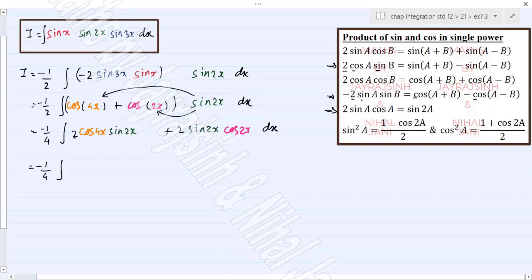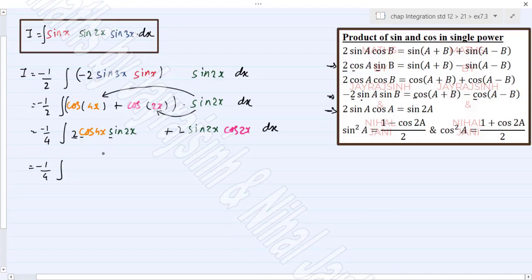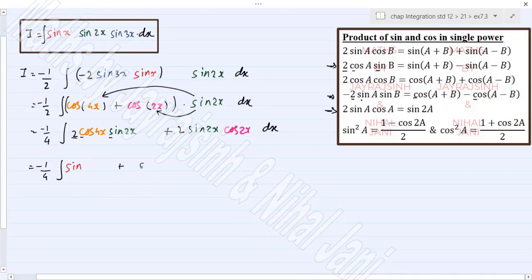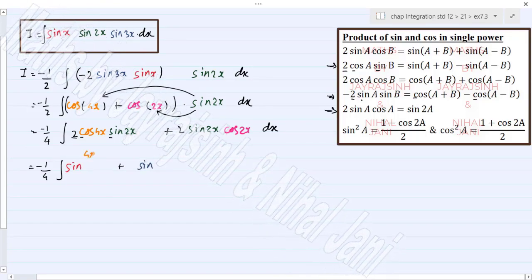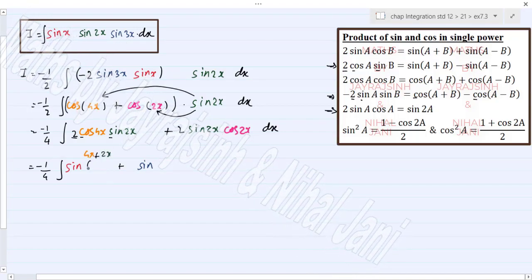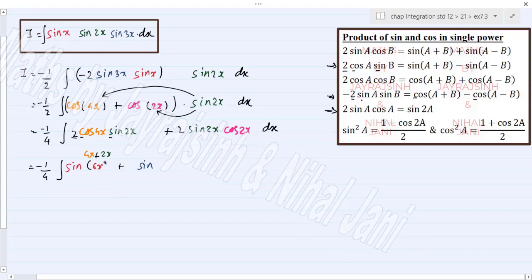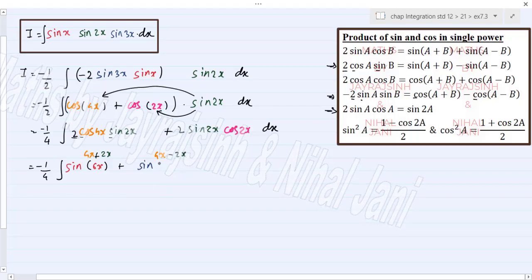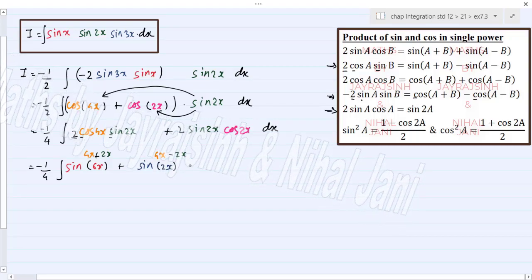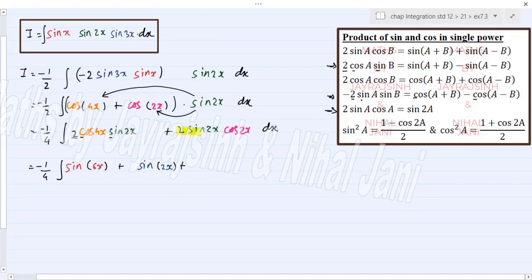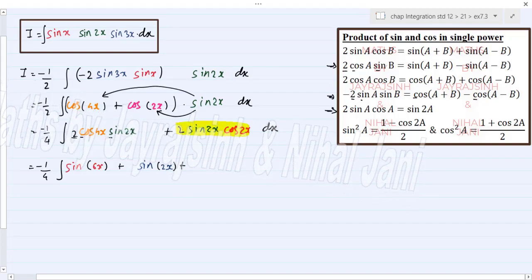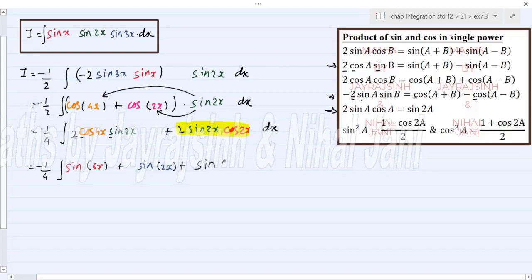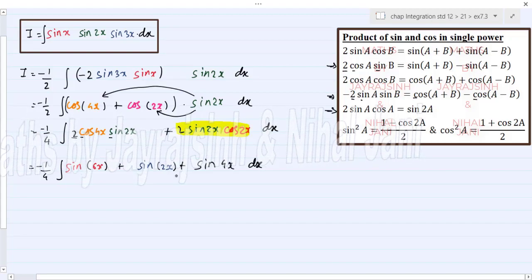Now let's simplify the first term, which is in the form of 2cs, will be converted into sine plus sine. In the first term, 4x plus 2x will give us 6x. And in the second term, 4x minus 2x will give us 2x. Now, in the second term, we have 2 sine 2x cos 2x form, which can be converted into sine double the angle, or we can say 4x dx.